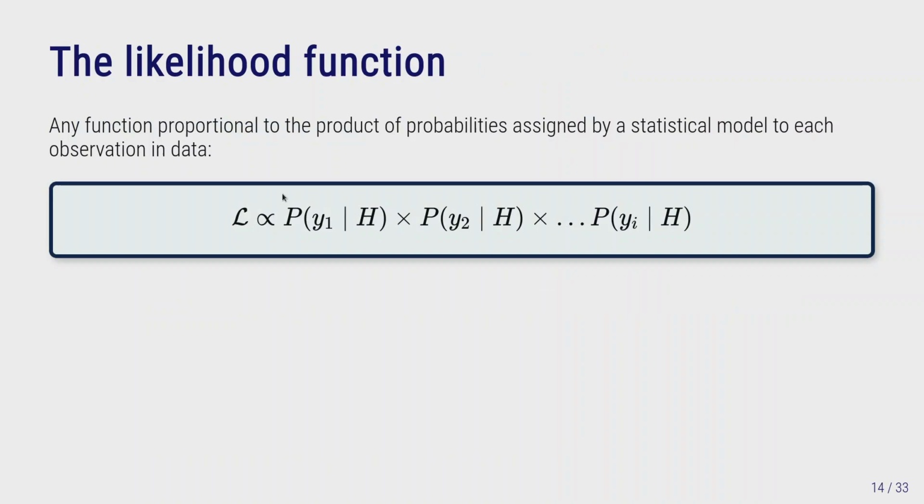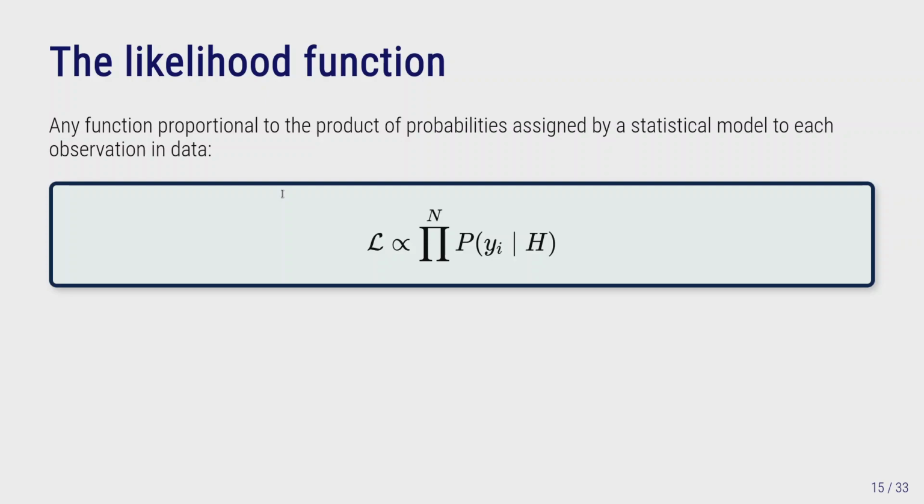Okay, if you agree with that, we'll define a function which we will call the likelihood function, which is any function which is proportional to the product of the probabilities that the model assigned to each observation in your data. So a more compact way to write this down is this. This is the symbol for a product. And let's read, because, well, notation is important. So this is the symbol for the likelihood function. And this is the product of the probability assigned to each one of the observations, yi, from y1 to n. N is the sample size, according to a given hypothesis, according to a given statistical model, right? So this is the general definition of the likelihood function.